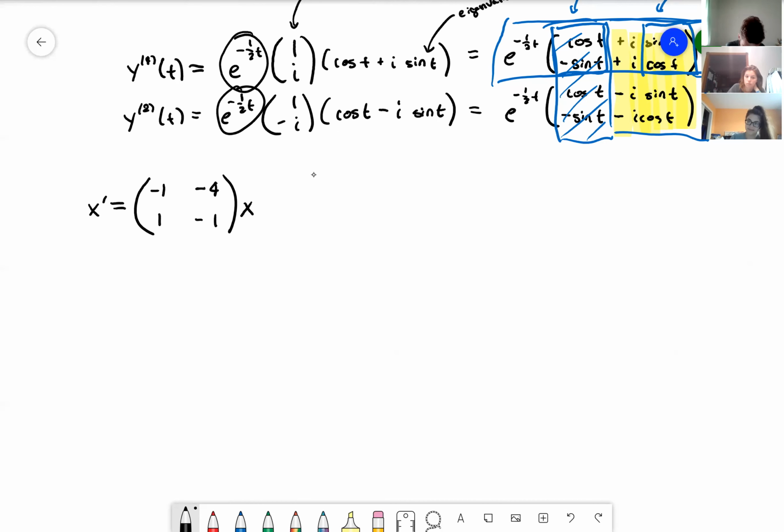All right, let's get the eigenvalues and eigenvectors of this matrix. So I'm going to have -1 minus r times -1 minus r, so that's just squared, minus -4 times 1, so that's +4. I'm going straight to the characteristic polynomial.